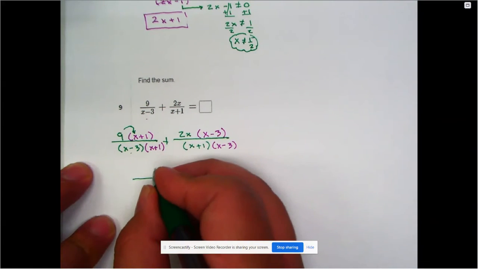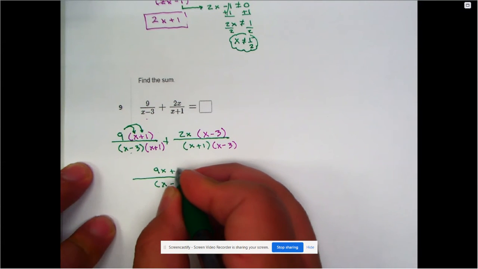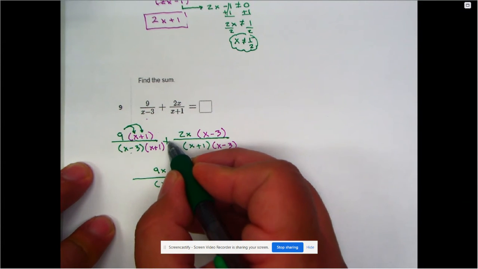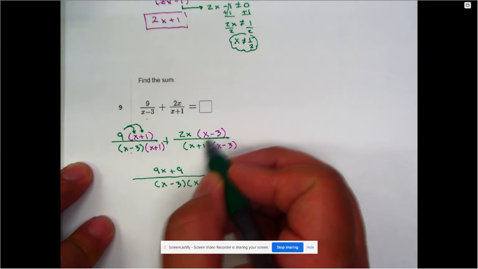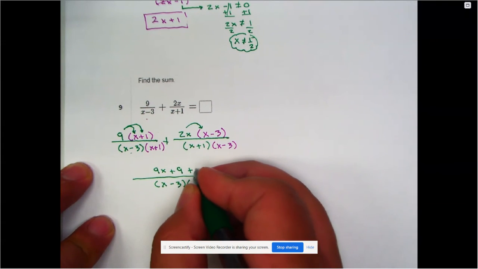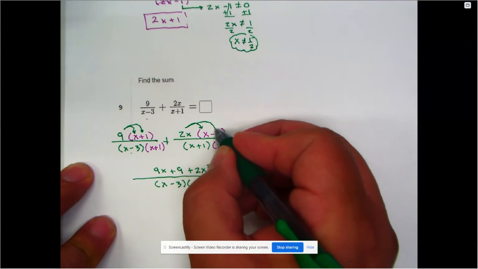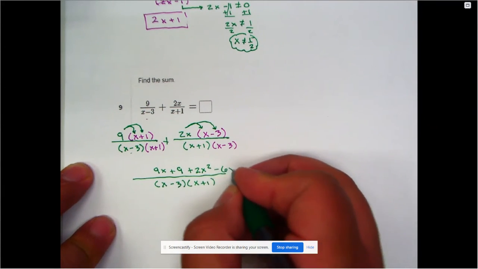9 times x is 9x. 9 times 1 is just 9, so plus 9. If this were a minus, I would also multiply by a negative, but it's a positive, so it's just 2x times x, so positive 2x squared. Don't put parentheses anymore. 2x times negative 3 is negative 6x.